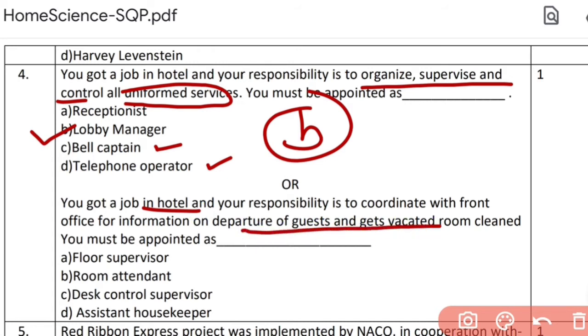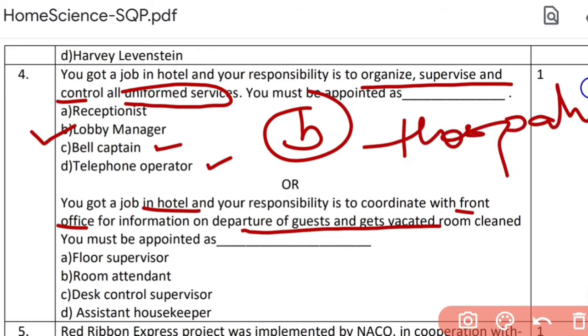You must be appointed as who treats you when you get in the hotel in the front office. Remember when I was talking of hotel management, hospitality, then I told you, this is from the lesson of hotel management that front office is the one which deals with departure of the guests. So will it be the floor supervisor? Obviously not. Room attendant? No, obviously not. He deals with the services in the room. Assistant housekeeper? Obviously not. It also deals with housekeeper. So you have only one correct choice which is left.